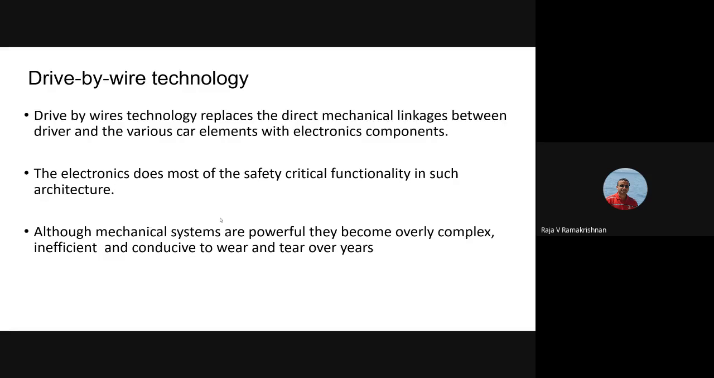Drive-by-wire technologies directly replace the mechanical linkage between the driver and the various car elements with electronic components. The electronics does most of the safety critical functionality in such an architecture. Although mechanical systems are powerful, they become overly complex, inefficient and conducive to wear and tear over the years. Mechanical systems have a mechanical link to the driver, so the driver is in the loop.